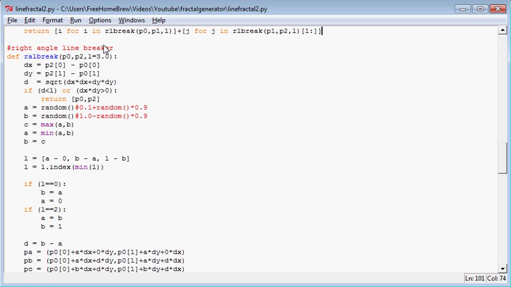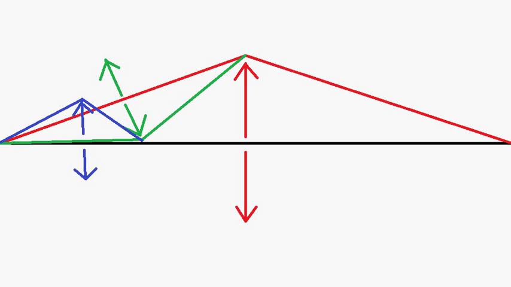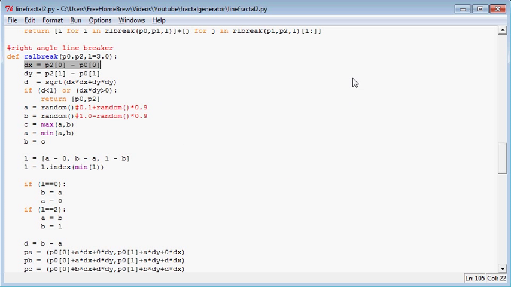This is the right angle line breaker, hence the name. Sorry for naming my stuff so awkwardly. We still have point 0, point 1, and point 2. Let's see, that's these 2 points. We still have the dx, dy, and the distance and whatnot, this limit. If the distance is smaller than L or dx times dy is greater than 0.